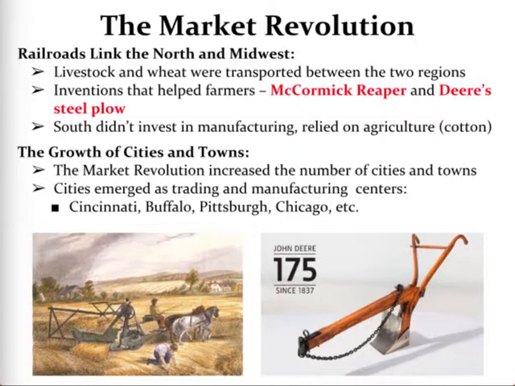The growth of cities and towns. Because of the expansion of industry and trade, the urban population grew fourfold between 1820 and 1840. The most rapid growth occurred in the new industrial towns that sprang up along the fall line. For example, Lowell, Massachusetts, Hartford, Connecticut, Trenton, New Jersey, and Wilmington, Delaware.